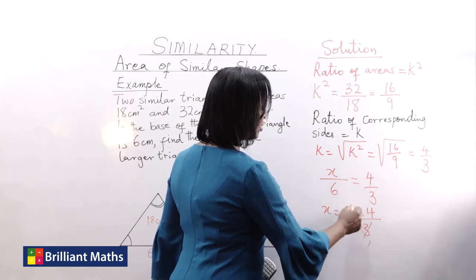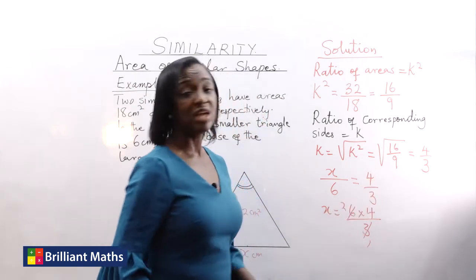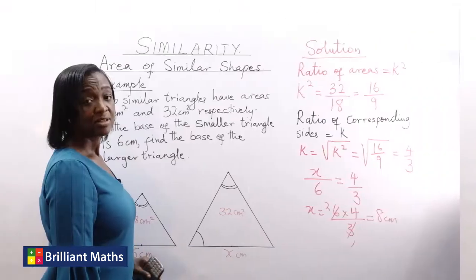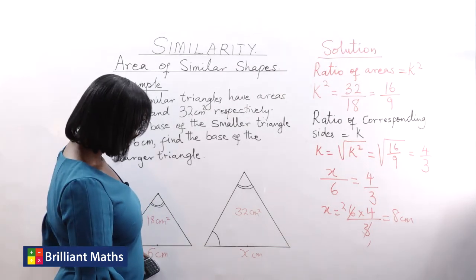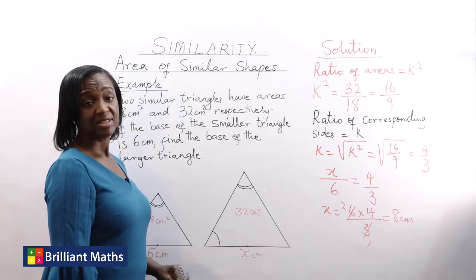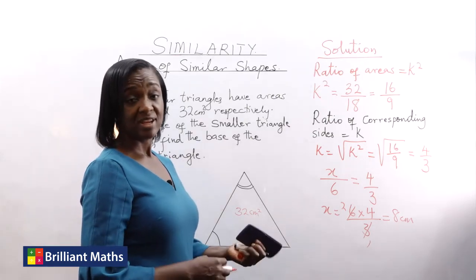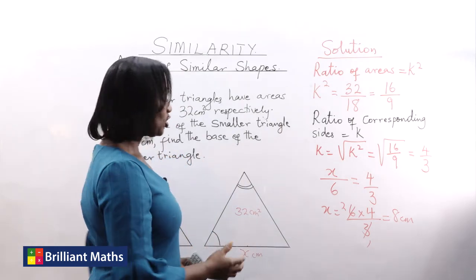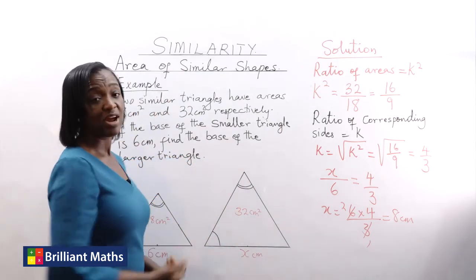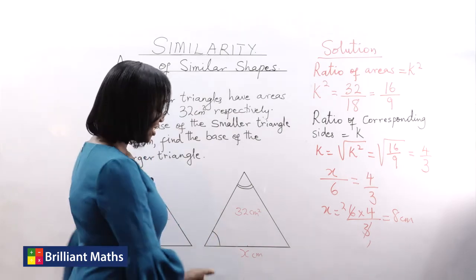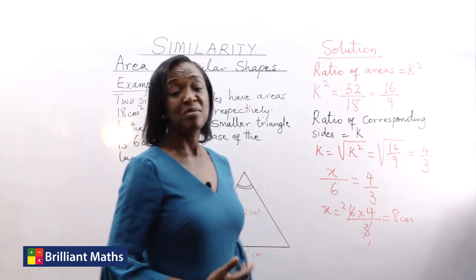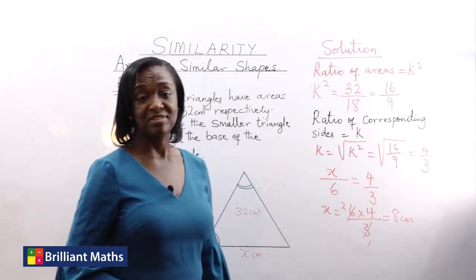3 into 6 is 2, and 2 times 4 is 8 centimeters. So since this length is 6 centimeters, x is equal to 8 centimeters. We have used the information on the area of the two similar triangles to be able to find the length of an unknown side. You can get more examples from Brilliant Maths Module 7.